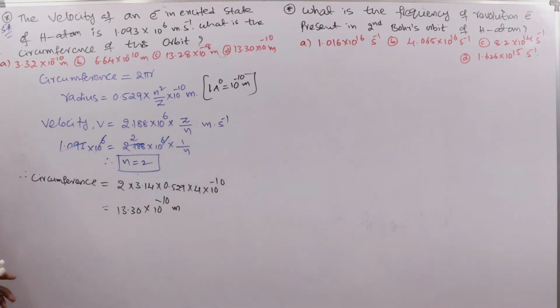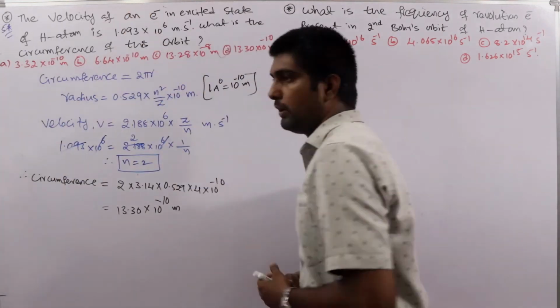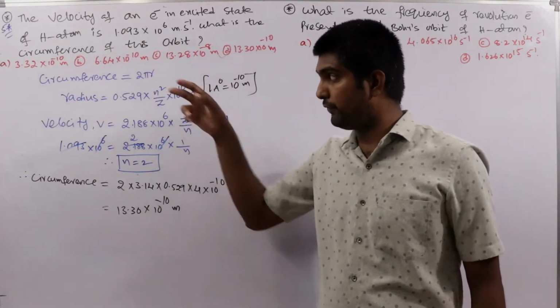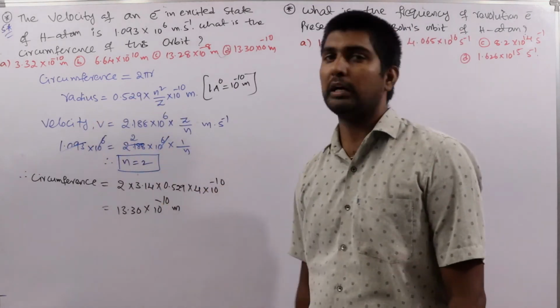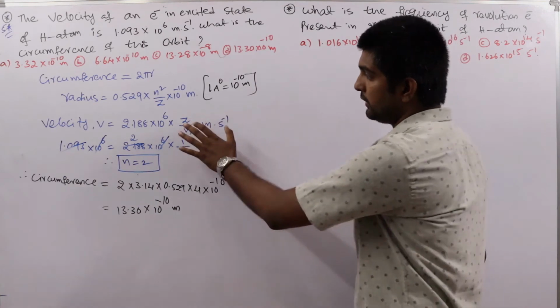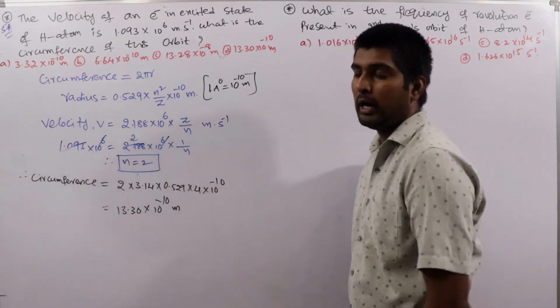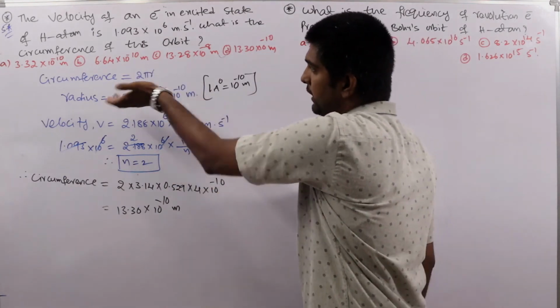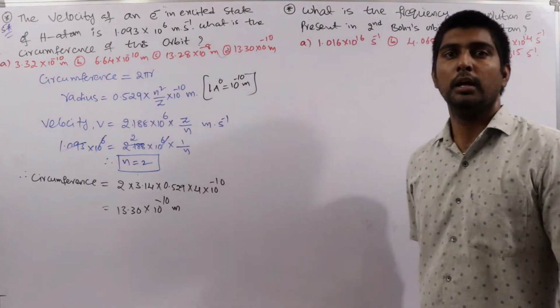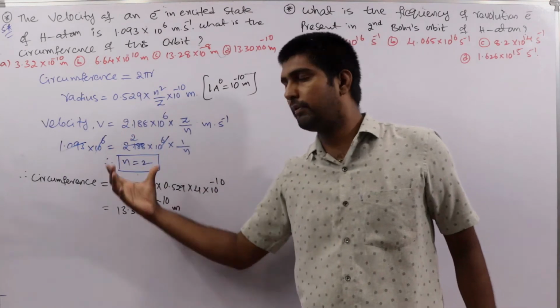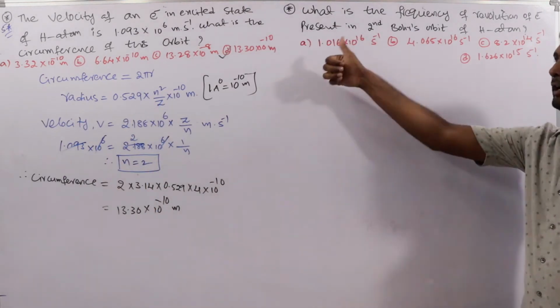Clear? See, very important and special model. Yes or no? Here we need circumference formula, radius formula, and velocity formula. From velocity first we calculated n, and this n is substituted here to get the radius, and finally radius is substituted here to get the circumference. So that's why this is very special. Now let us see this model.